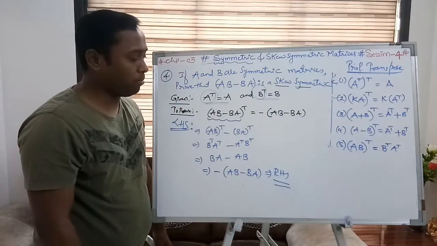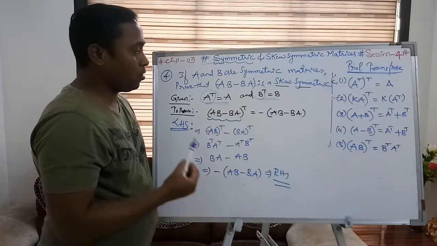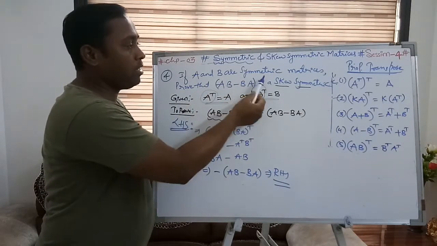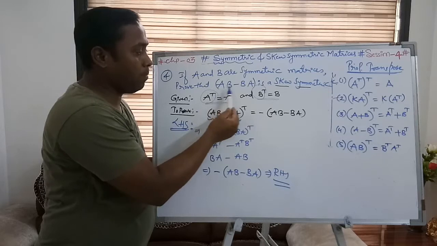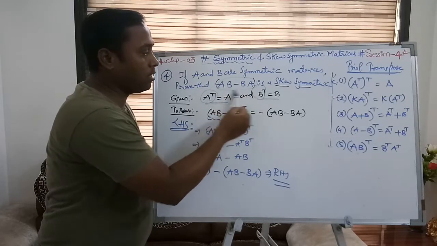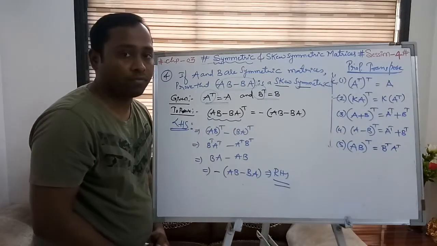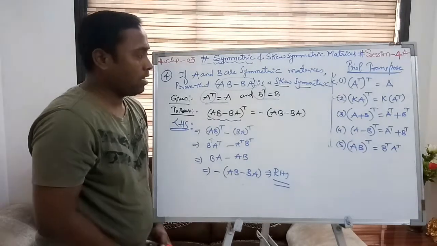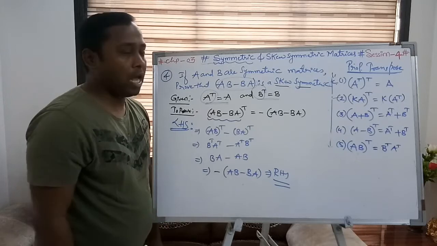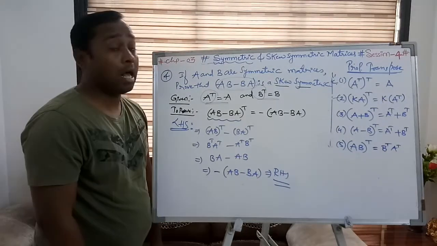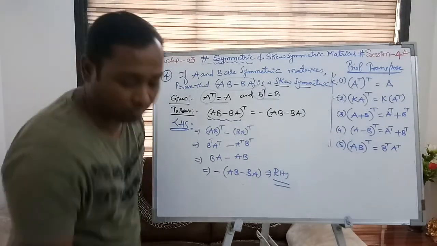So simple to prove, very simple to understand. Here we have proved that if A and B are symmetric matrices, the AB minus BA result is always a skew symmetric matrix, with the help of properties of transpose. Fine. Now in a similar manner, the last theorem, or we can also say last result, is to be proved.